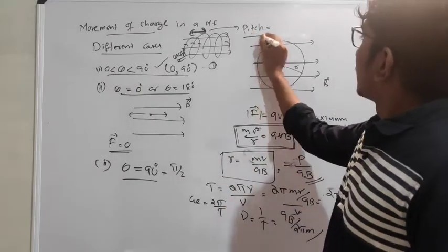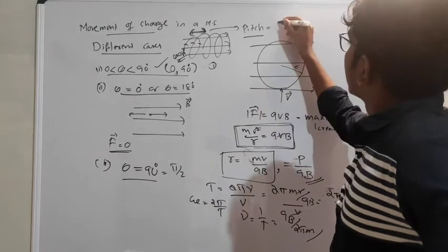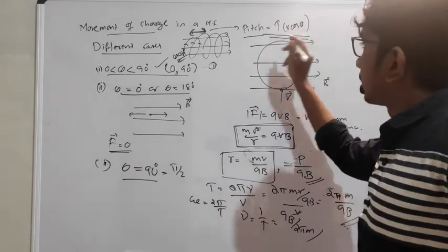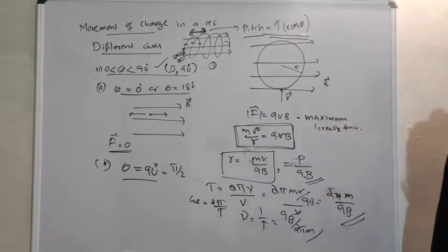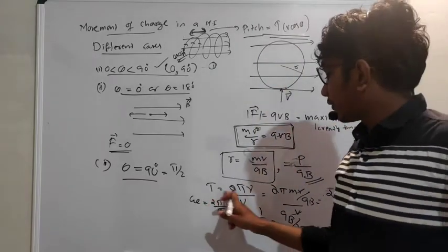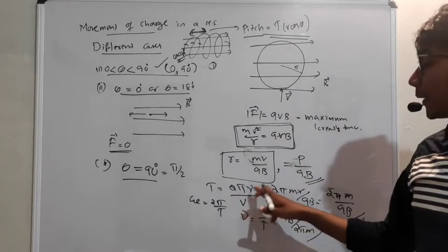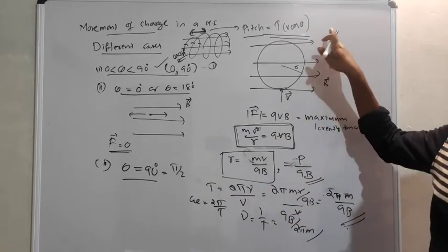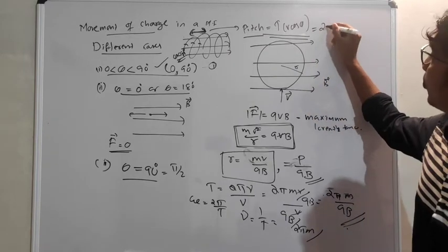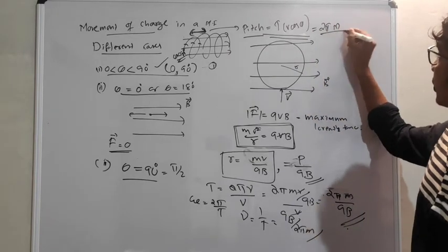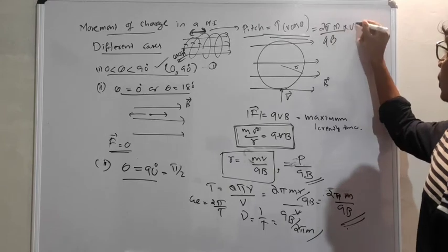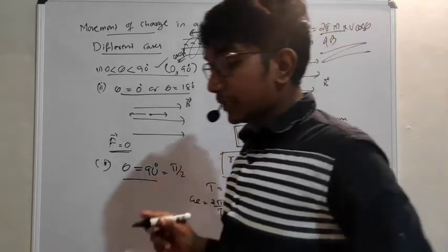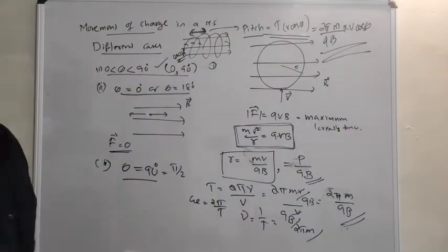Okay, pitch of the helix. Pitch of the helix is equal to T into V cos theta. What is T? Time period. So you can substitute this value, 2 pi m divided by qb, into V cos theta. So which is equal to 2 pi m by qb into V cos theta. Okay, so this is the pitch of the helix. That is an important point in that.